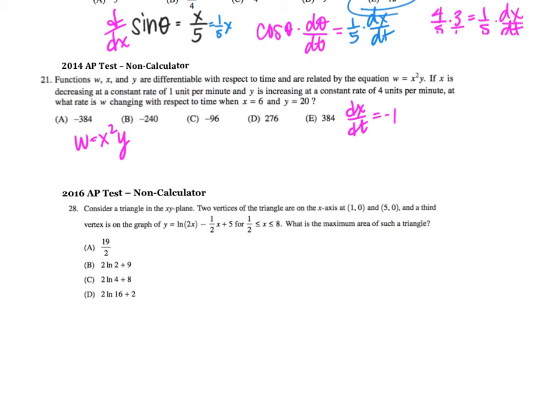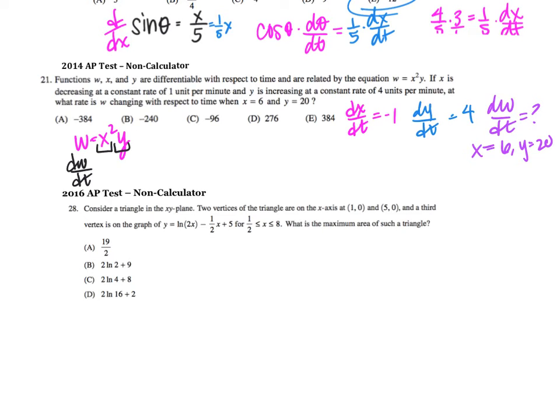Y is increasing at a rate. So dy dt is 1. Oh, no. Y is increasing at a rate of 4. And at what rate is w changing? So they want dw dt when x is 6 and y is 20. Okay, that means we got to go take a derivative of the formula that they gave us, the equation they gave us. The derivative of w is dw dt.